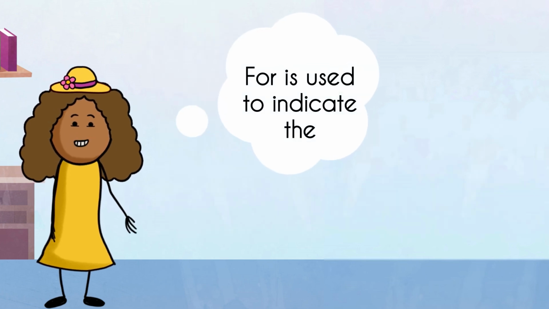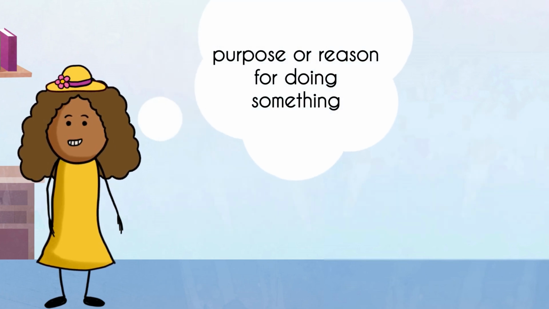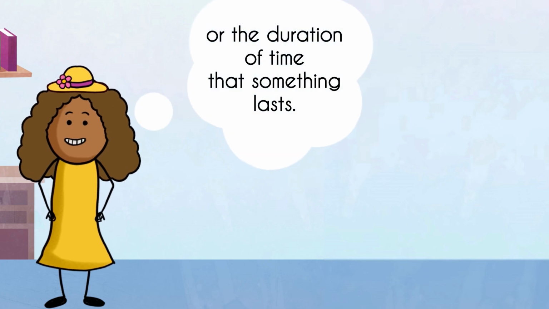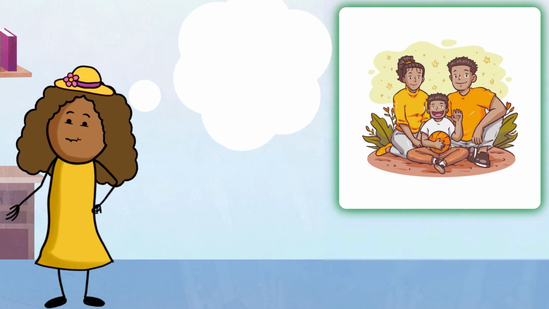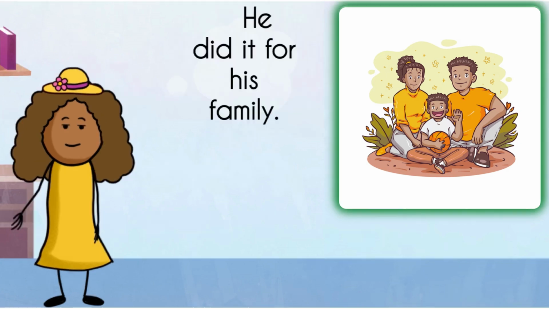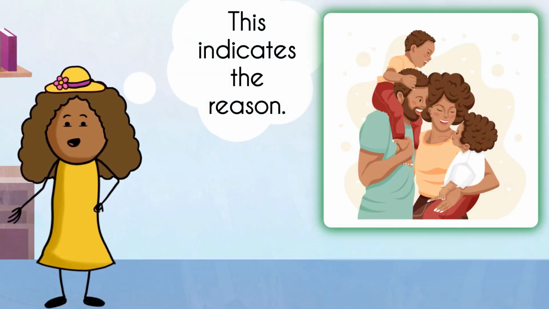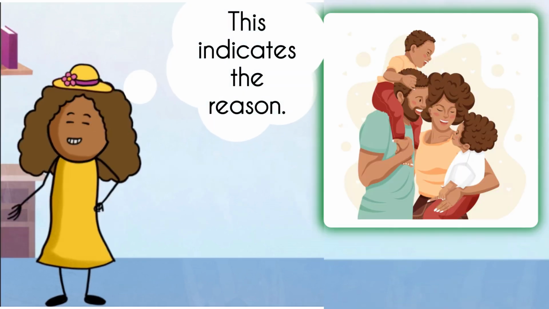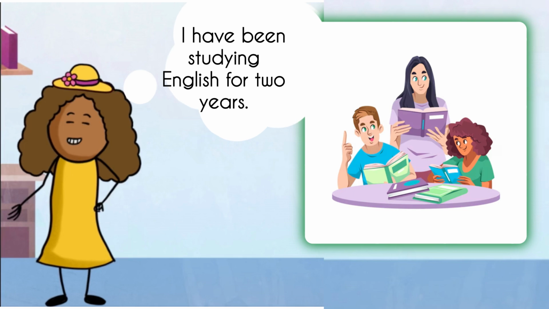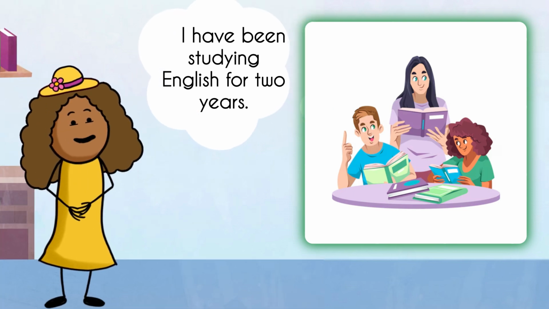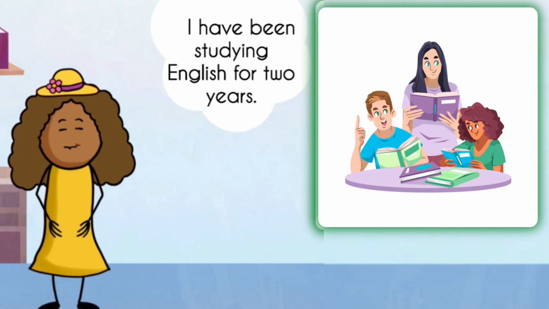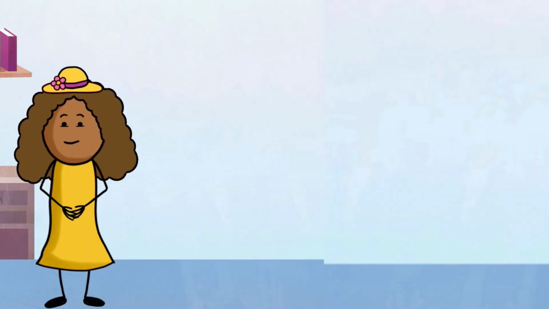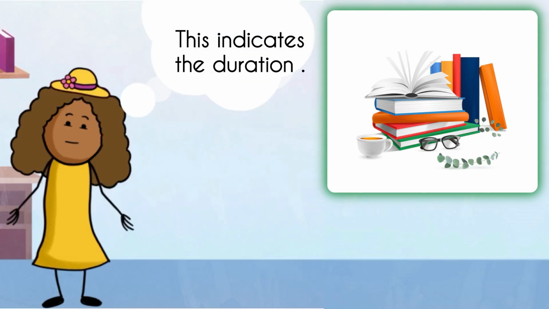For is used to indicate the purpose or reason for doing something or the duration of time that something lasts. For example, he did it for his family. This indicates the reason. I have been studying English for 2 years. This indicates the duration.